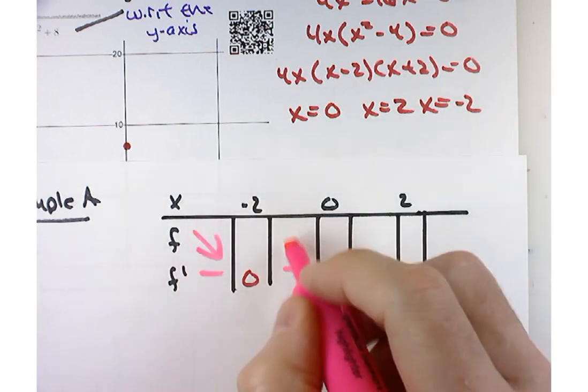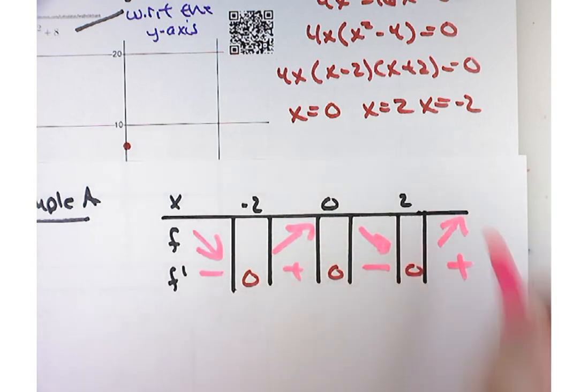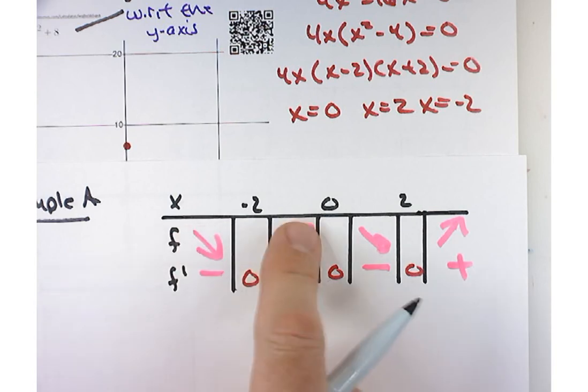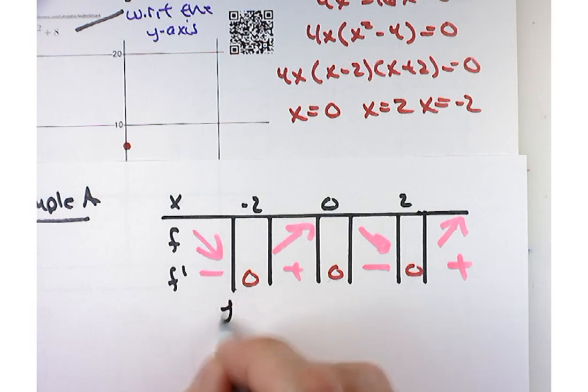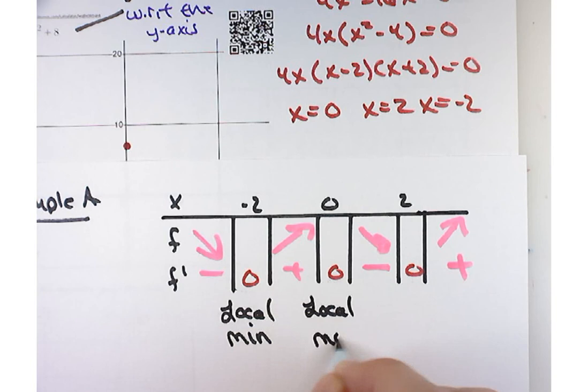Decreasing, increasing, decreasing, increasing. So in particular, what kind of a point does this have to be if the function is decreasing and then starts increasing? Local min. How about at 0, what do I have? Local max. And finally a local min. Okay.